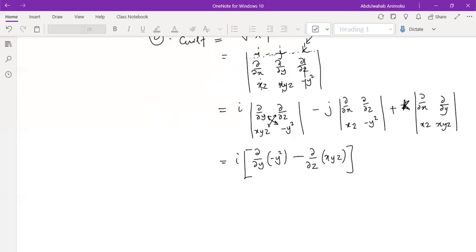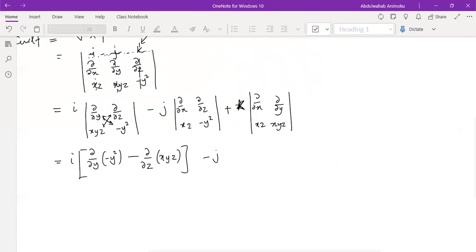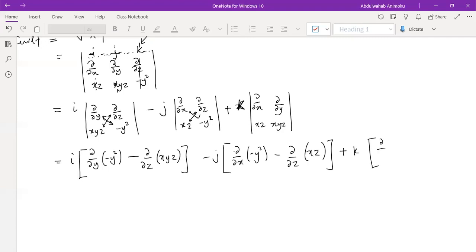Then we go to j, the next one. We're going to write everything out for the learning purpose. If not, I could have just skipped this step and found the derivative with respect to y directly. But let's take it step by step. So now here is minus j. The determinant of this again is this times this minus this times this. So that is d dx of minus y squared minus d dz of xz. Awesome. Then the third one: d dx of xyz minus d dy of xz.